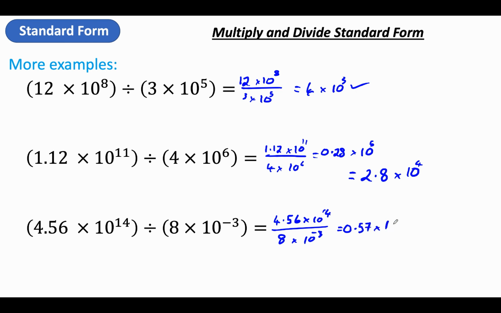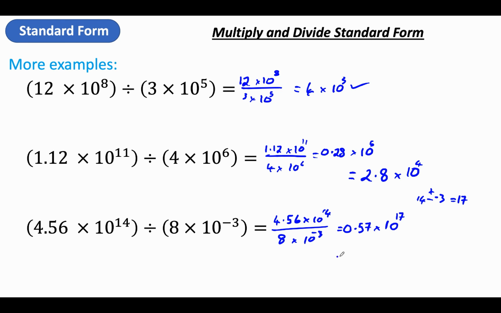Times, and we've got some negative power, so we're going to be careful. We've got 14. We're going to take away the other power, which is -3. Because we're taking away a negative, the two signs means it turns into a positive. So 14 plus 3 is 17.